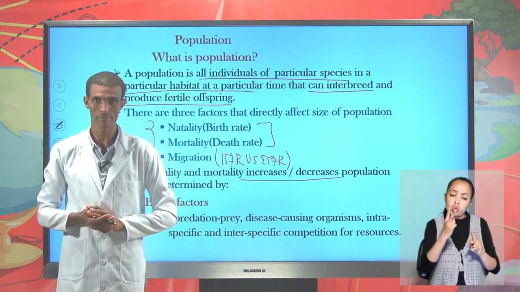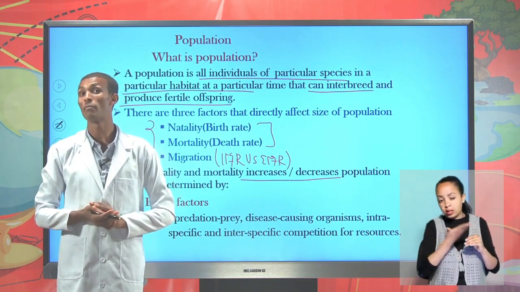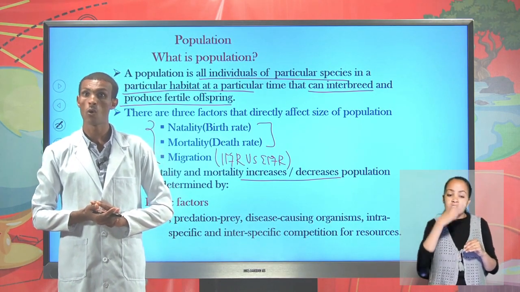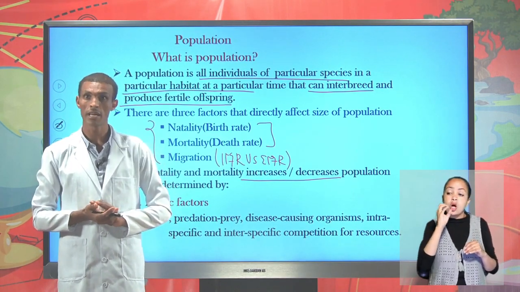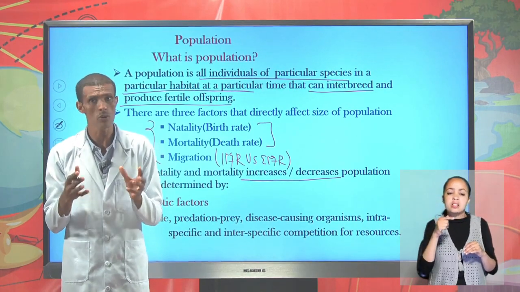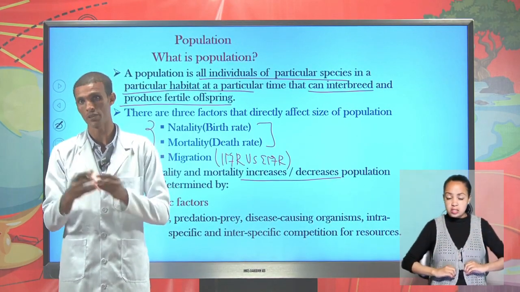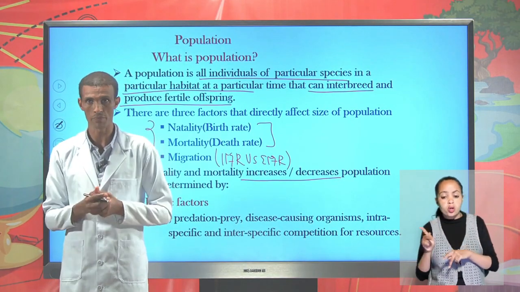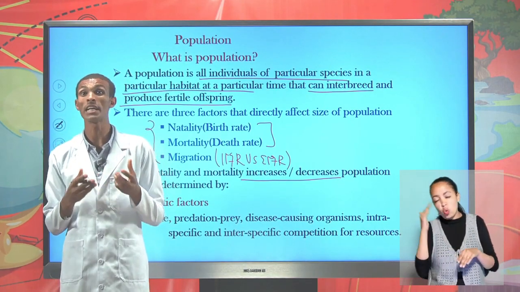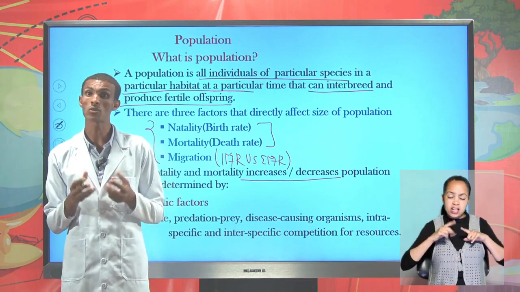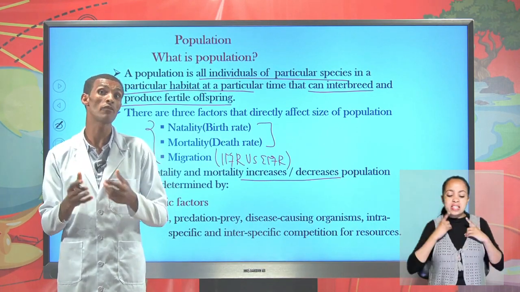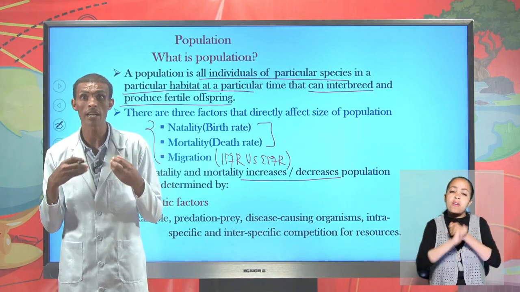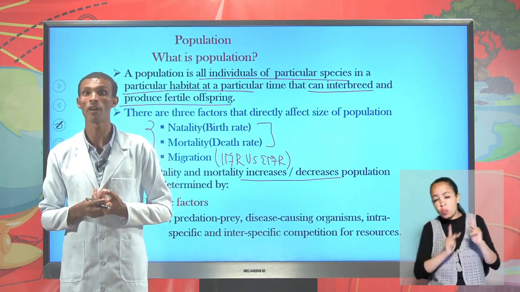Well then, whether mortality and natality increase or decrease population size can be determined by two main factors. These are biotic factors and abiotic factors. When we say biotic factor, it is the effect of living organisms over a population, the effect of one population over another population. It is considered a living factor and a density dependent factor. So, the effect of one population on another population is said to be a biotic factor.